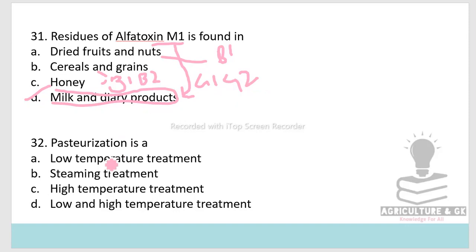Now next question is, pasteurization is a low temperature treatment, steaming treatment, high temperature treatment, or low and high temperature treatment. So we have discussed it multiple times. Pasteurization is a high temperature treatment, high temperature for a shorter time. So this is high temperature treatment. So our answer will be option C.